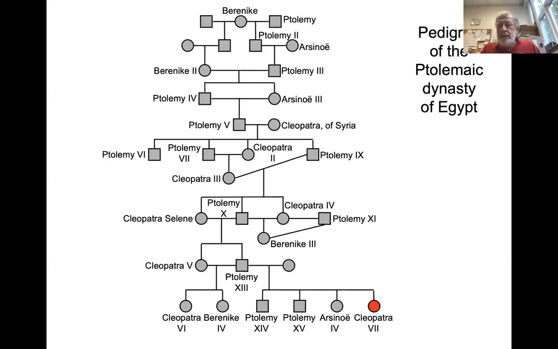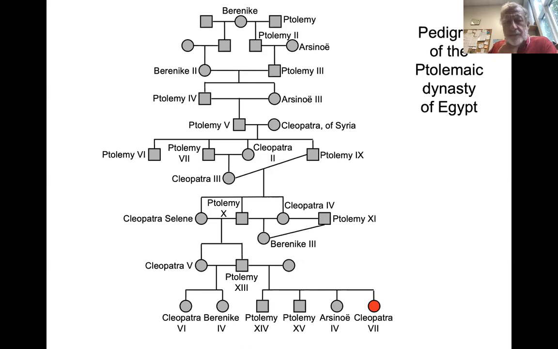Okay, this is the Ptolemaic dynasty of Egypt that produced Cleopatra, the famous woman who had affairs and children with a couple of the Roman emperors. So we can see lots of consanguinity or inbreeding. Picking it up in about the 3rd generation, we see Berenice and Ptolemy III, who are first cousins. They have a son, Ptolemy IV, and a daughter, Arsinoe III. That brother and sister have Ptolemy V, who then marries Cleopatra of Syria, not the famous Cleopatra we're talking about.